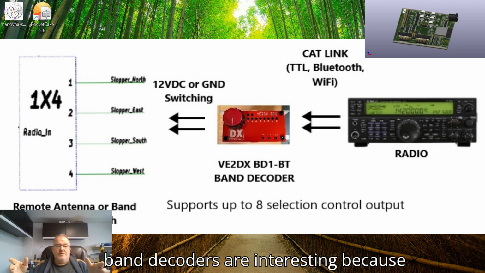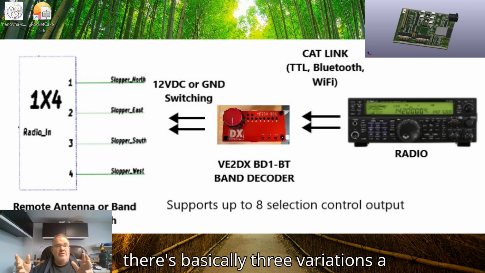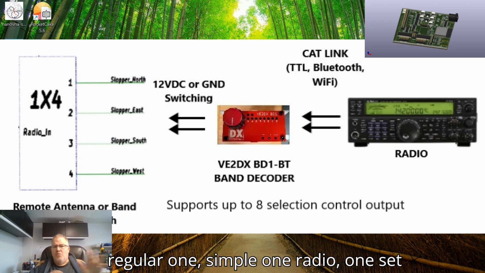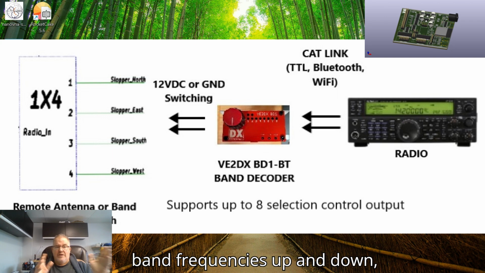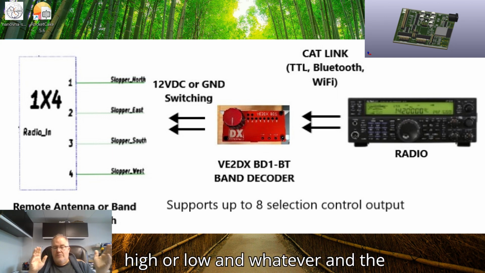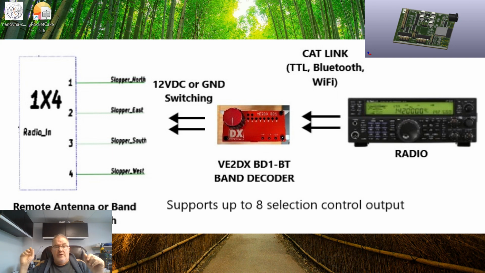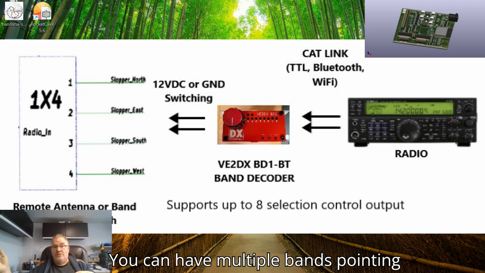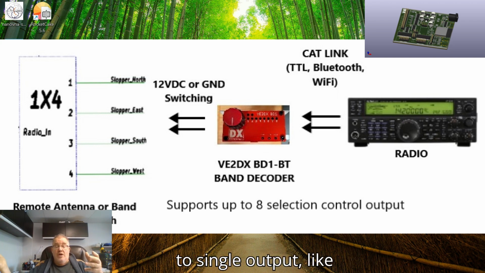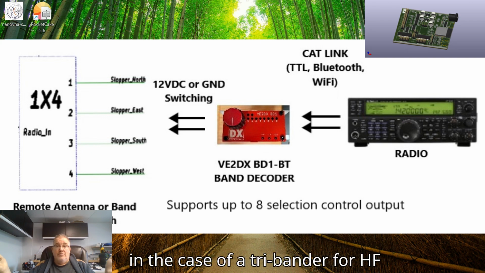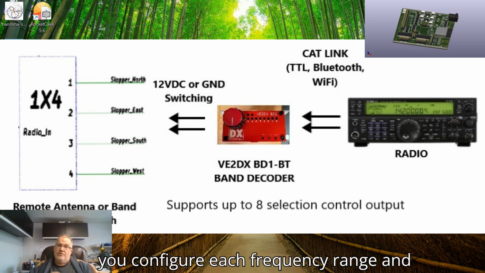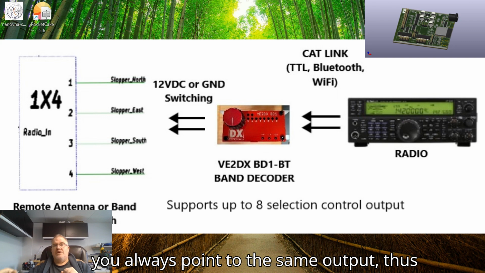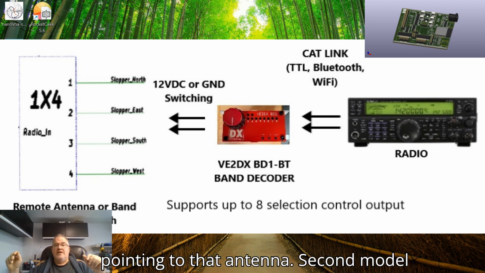Our band decoders are interesting because there's basically three variations. A regular one, simple. One radio, one set of 8 outputs. Configure your band frequencies up and down, high or low, and whatever. And the output for that band, you can have multiple bands pointing to a single output, like in the case of a tribander for HF, 20 meters, 15 meters, 10 meters. Well, you configure each frequency range and you always point to the same output, thus pointing to that antenna.